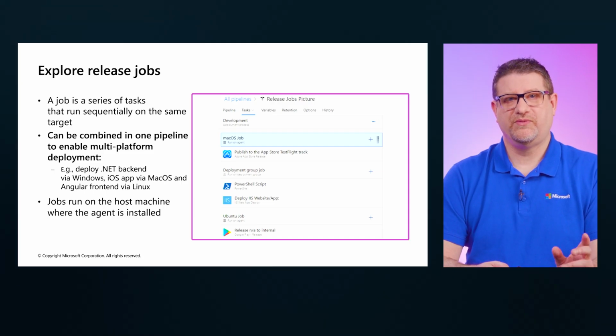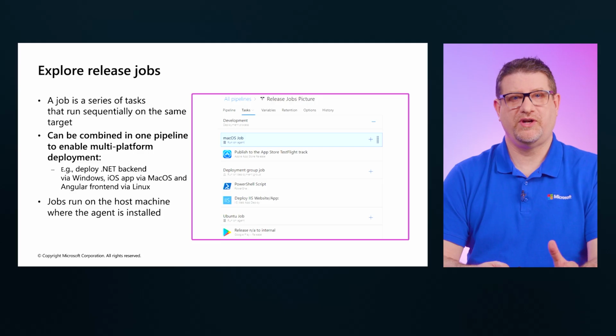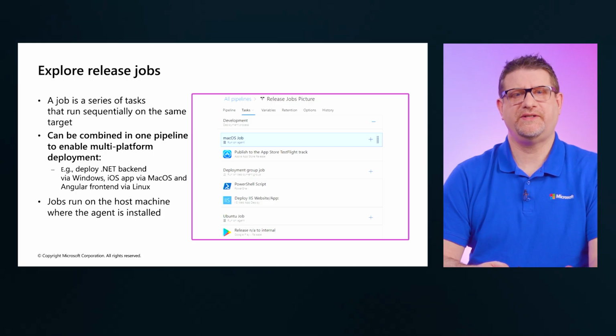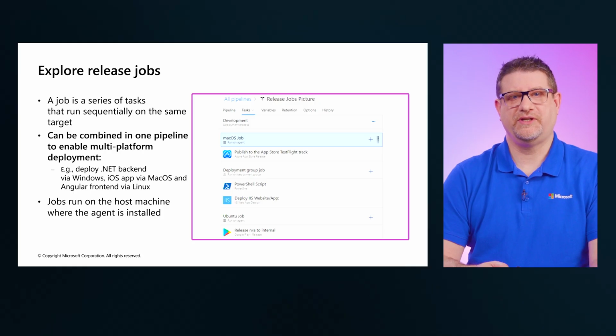In Azure DevOps, a release job is a sequence of tasks run one after another on the same target machine, orchestrating the automation for that deployment process. So think of a release job as a checklist. Each task is a step, and the job ensures the steps are completed in order, whether you're deploying a web app, updating a database, or running tests.